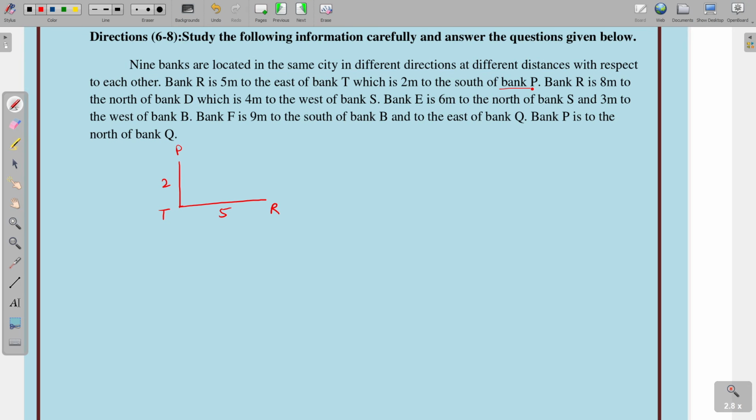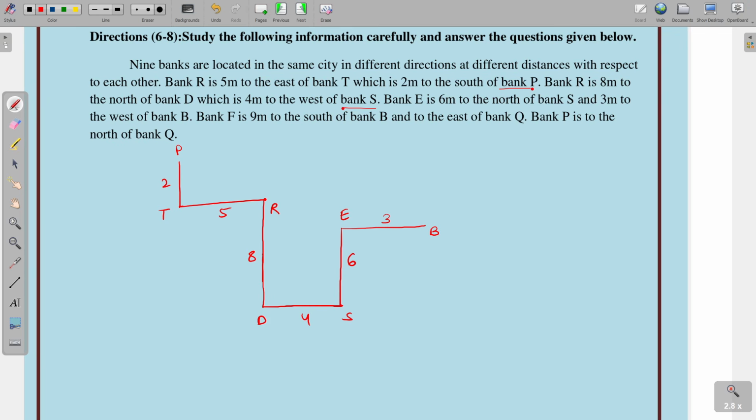Next, R is 8 meters to the north of D, which is 4 meters to the west of S. So, D is 4 meters to the west of S. And next, E is 6 meters to the north of S. So, it is the 8 meters and it is the 6 meters. So, here E, and 3 meters to the west of B.